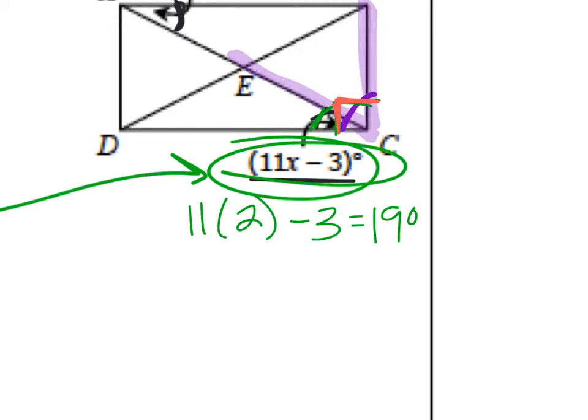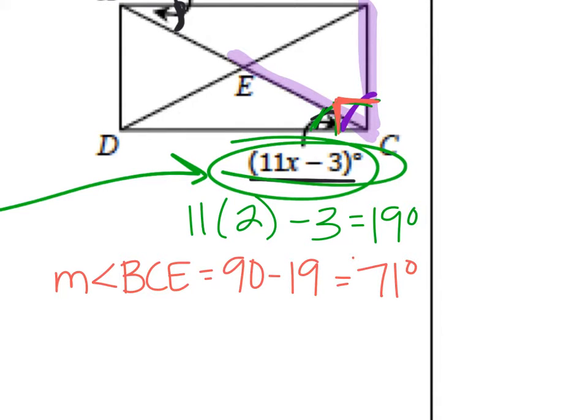So in order to solve for my missing angle BCE, the measure of angle BCE is going to be 90 minus 19. So BCE is equal to 71 degrees.